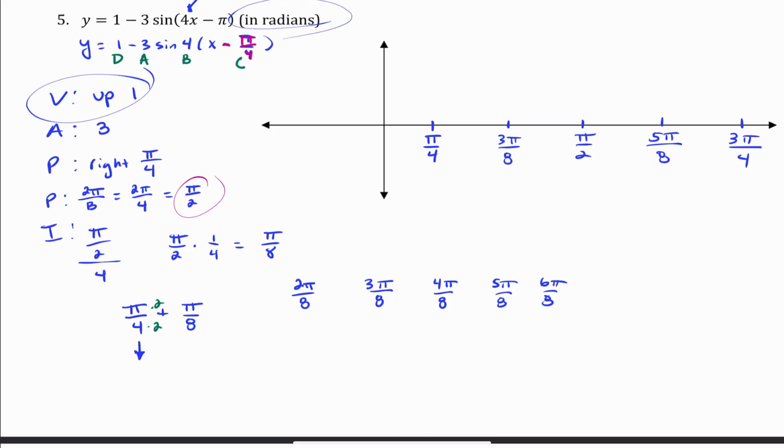Remember, we are going up 1, so it should start right here at 1. That's the middle line. All right? So the amplitude is 3. So I have 1 plus 3. This is 4. That's 4. And then 1 minus 3. Well, what is 1 minus 3? That's negative 2. Okay?